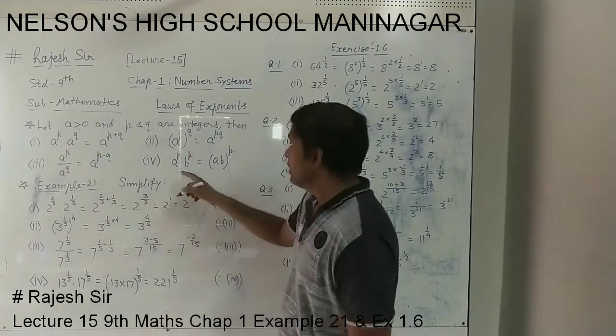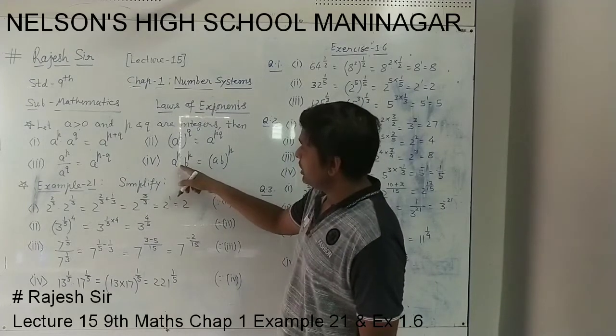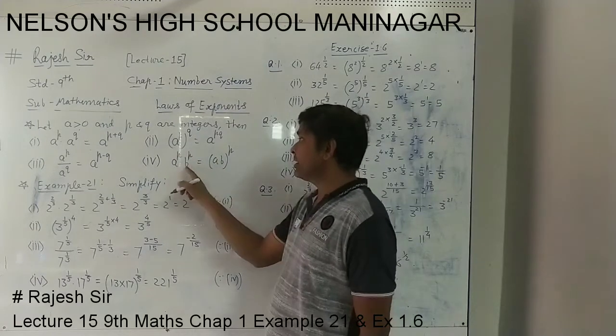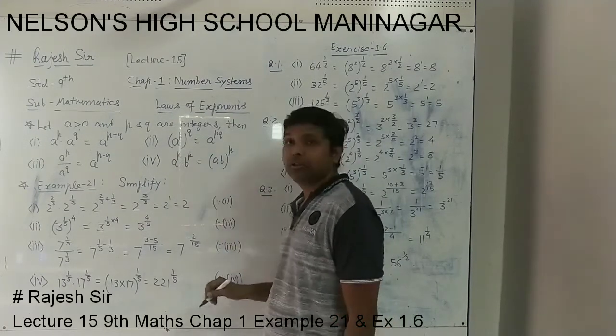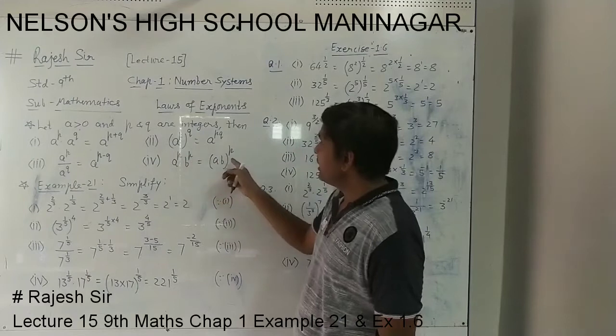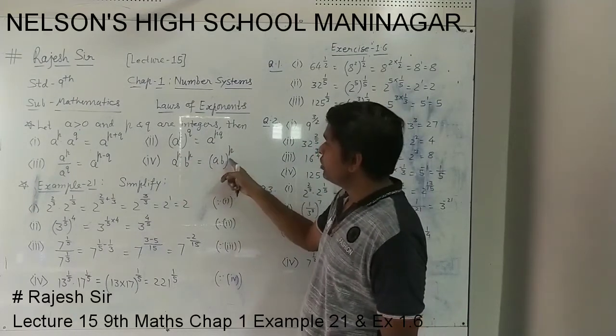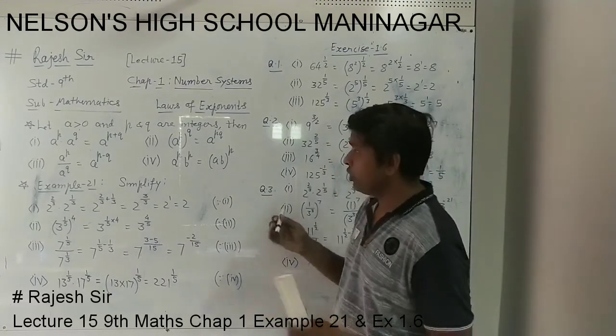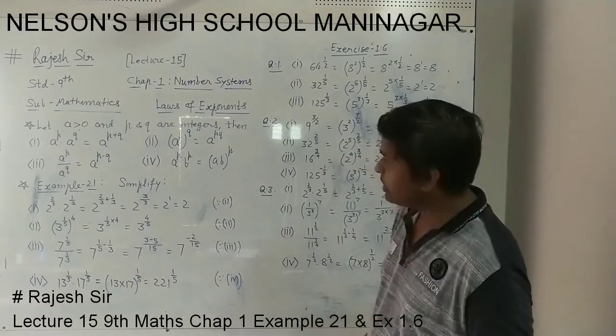And here, the fourth law, a raised to p into b raised to p. The powers are the same, the bases are different, and they are multiplied. So the power can be taken as common here: a into b whole raised to p. These are the laws of exponents, 4 laws. Based on that, we will do some examples here.